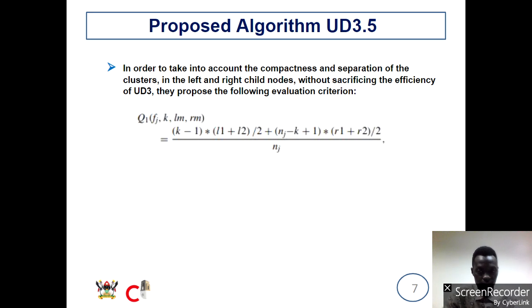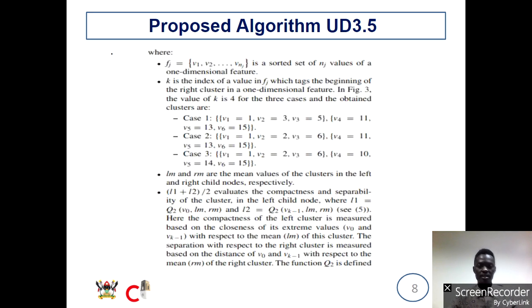And this is the function that you can use for the evaluation criteria for this particular algorithm, UD3.5. So it has the function, which is true1, and then a sorted set of values for a one-dimensional feature. Then k is the index of the value in that particular function, which tags the beginning of the right cluster in the one-dimensional feature. As you see, we also have the LM and RM, the mean values of the clusters in the left and the right nodes. So you can go ahead and evaluate the compactness and the separability of the clusters in the left child node, and then you can also do the same for the right.